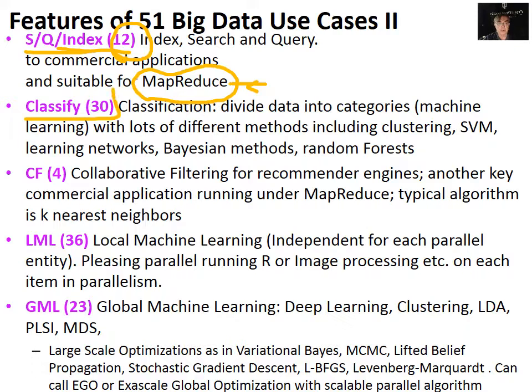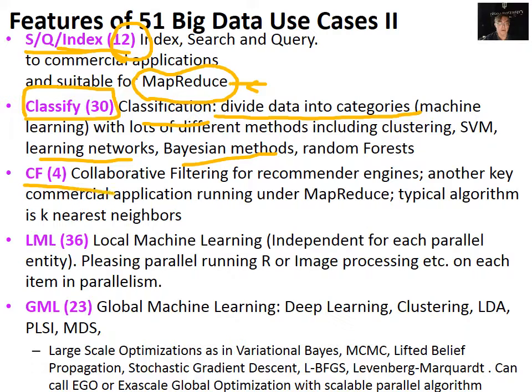A very important category is the category that categorizes, namely, or classifies. This says that 30 out of the 51 problems involve dividing data into categories. That uses machine learning with lots of different methods, from support vector machines, clustering, learning networks, Bayesian methods, random forests, and so on.